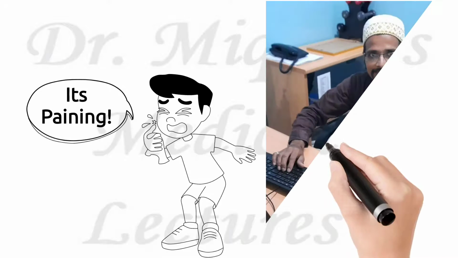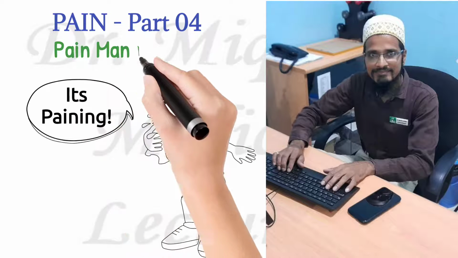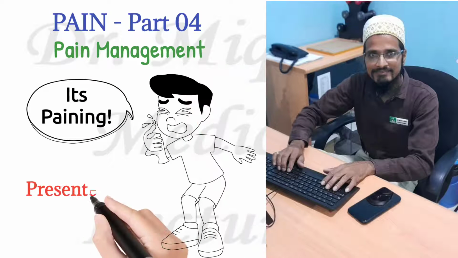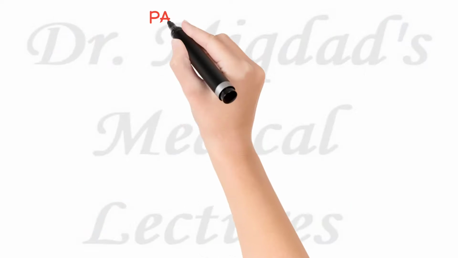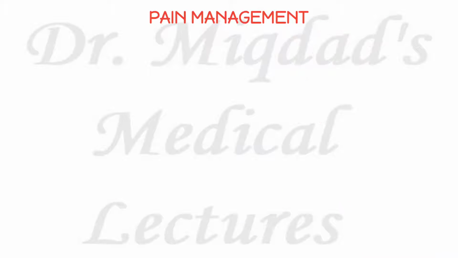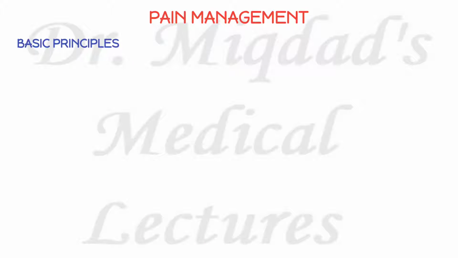In the previous lecture, we discussed pain perception and modulation. In today's lecture, we will discuss the management of pain. A person experiences pain only if the impulses passing through pain pathways reach the higher centers. So in order to reduce the pain, we must prevent those impulses from reaching the higher centers of the central nervous system. So let's discuss the basic principles we can use to block these nociceptive impulses from reaching higher centers.